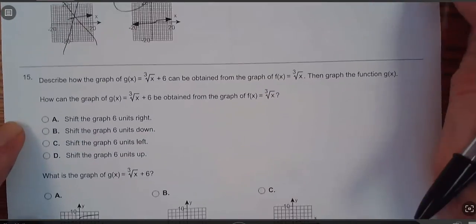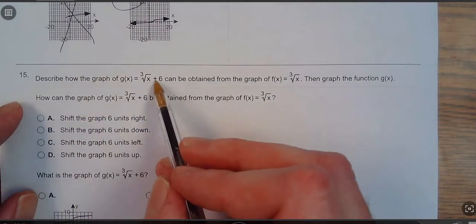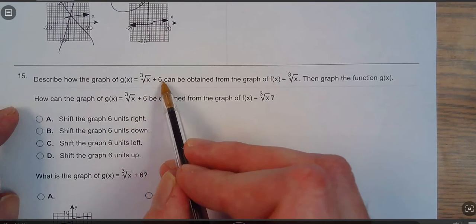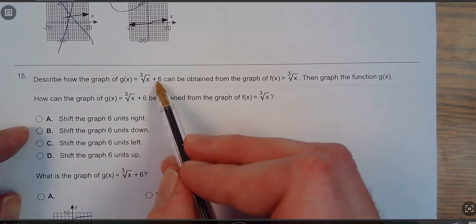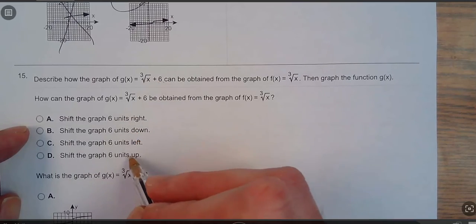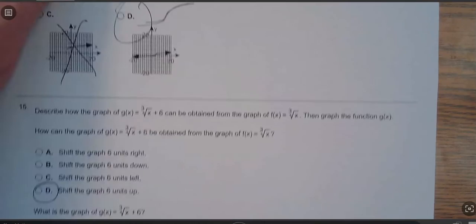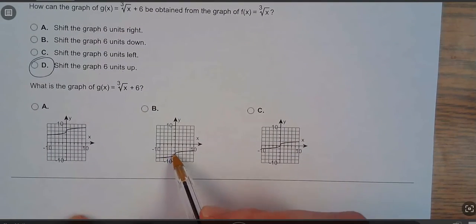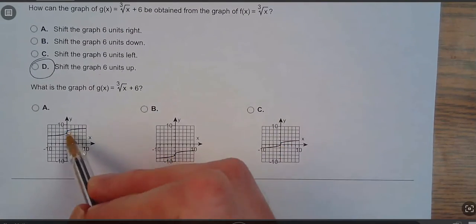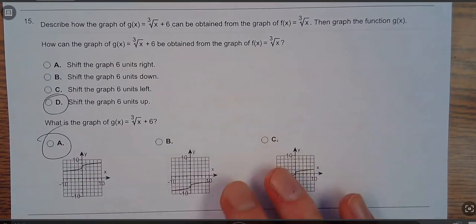Number 15. Again, let's look at this one. How's the graph of the cube root of x plus 6? This is an S shape up 6 units, because it's got plus 6 on the end. So we're going to shift the graph 6 units up. Then which picture is that? One of these is down, that's not shifted at all, and that's 6 units up. So A for number 15 is the one.